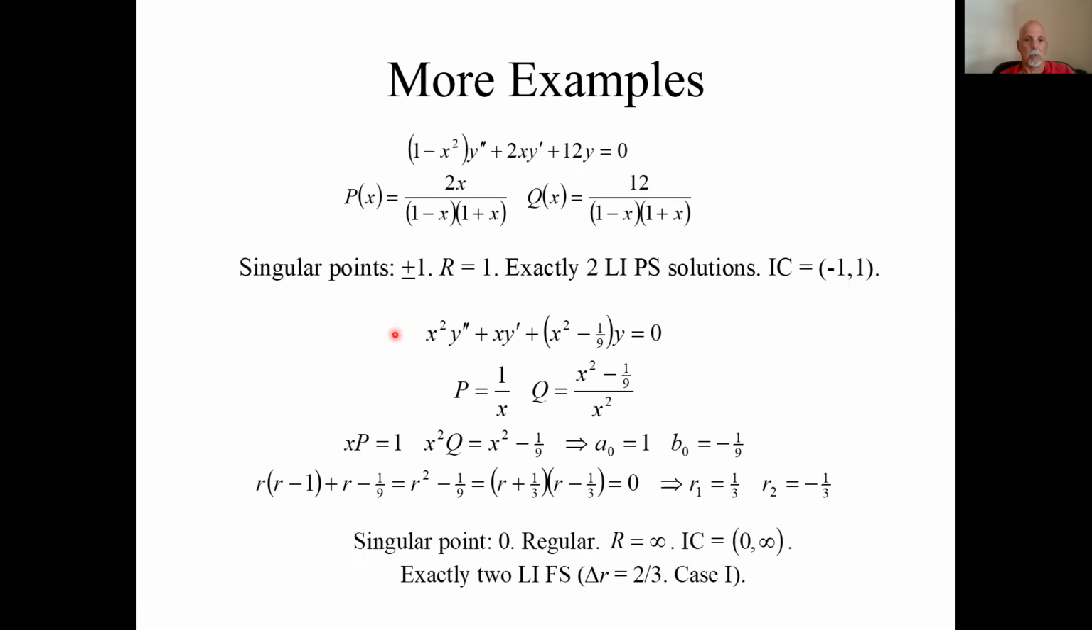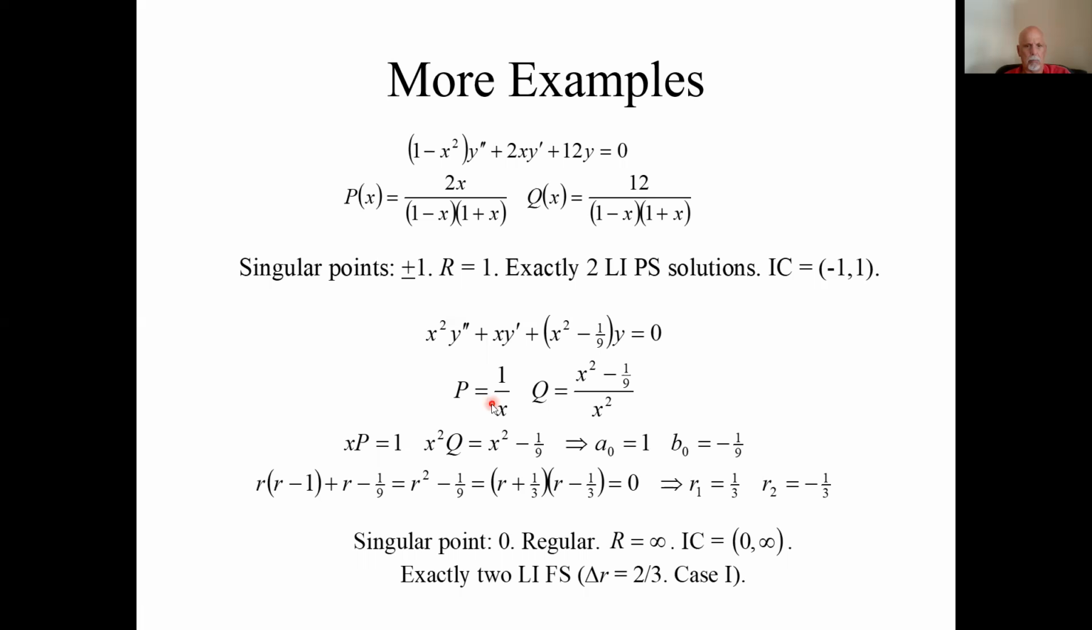Here's a fourth example. Let's put it in the standard form. P will be x over x squared, or 1 over x. Q will be this divided by x squared. So the singular point is 0. It is regular. There are no other singular points. So the radius of convergence will be infinity, and the interval of convergence will be 0 to infinity.